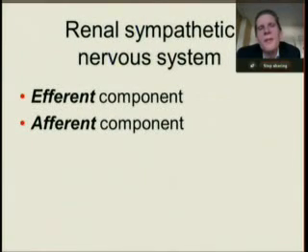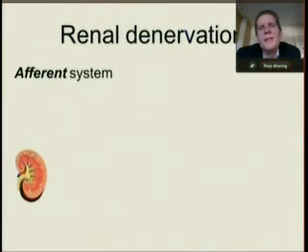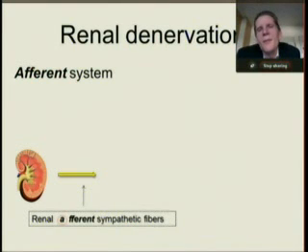Let's look at the afferent component now. Just like there are fibers that go alongside the renal artery to the kidney, there are also fibers that exit the kidney and are relayed to the spinal cord. And then from the spinal cord, signals are transmitted to the brain stem and central nervous system, which activates the overall sympathetic drive.